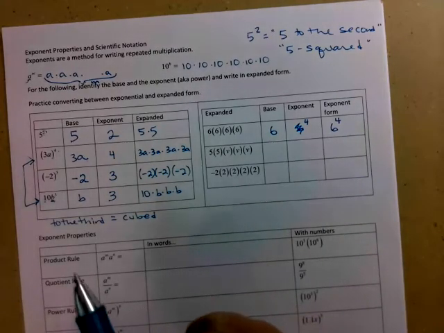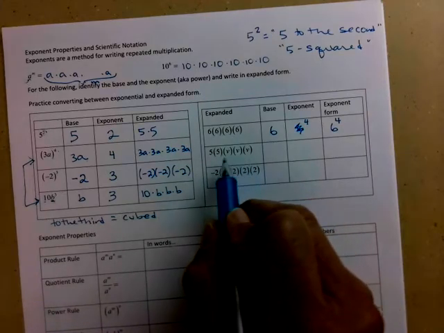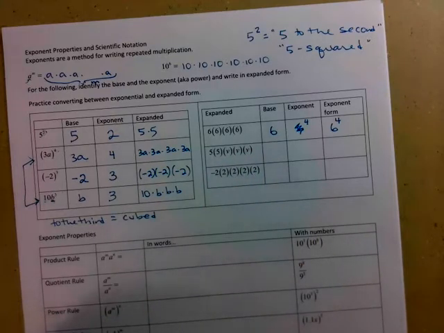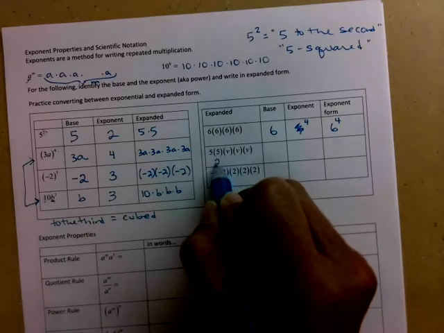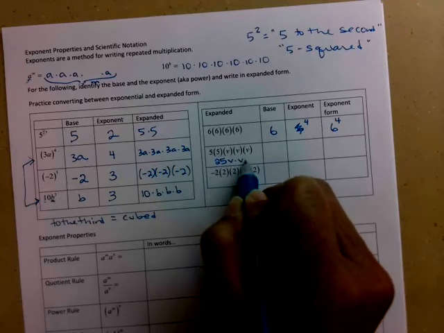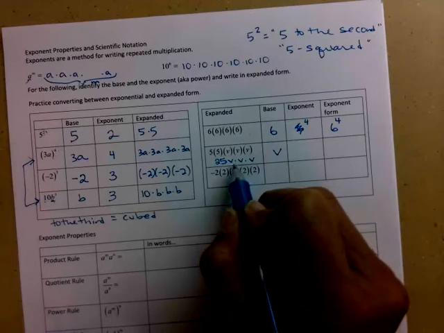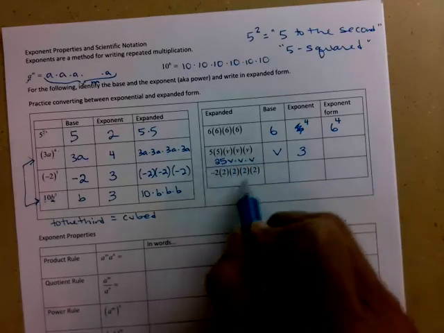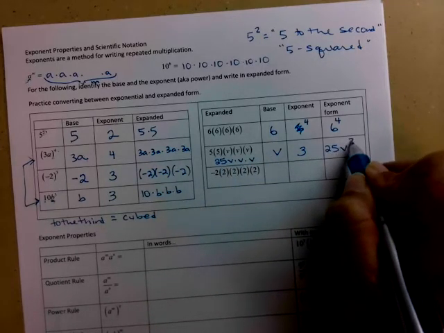So 6 to the 4th is the exponent form. On this next one, I have 5 times 5, and then v times v times v. That's kind of odd because I have 2 bases. I think maybe I'll just do the 5 times 5 for 25, and then v times v times v, so that my base is v, and its power is 3. So to write this expression with exponents, I could have 25v cubed.